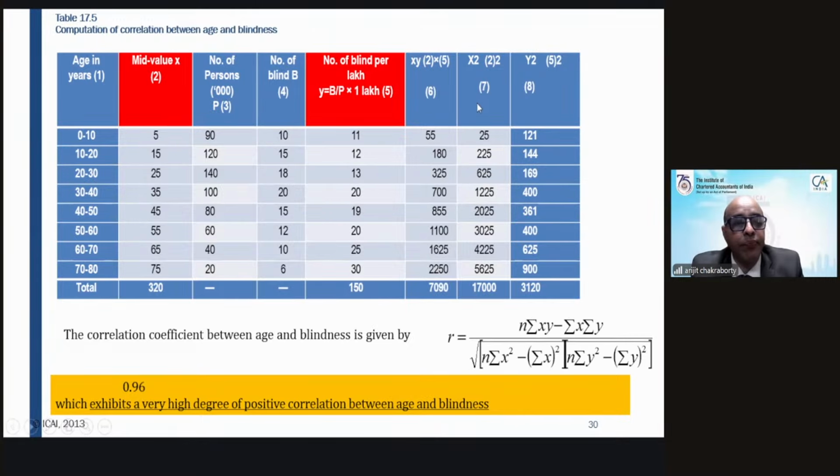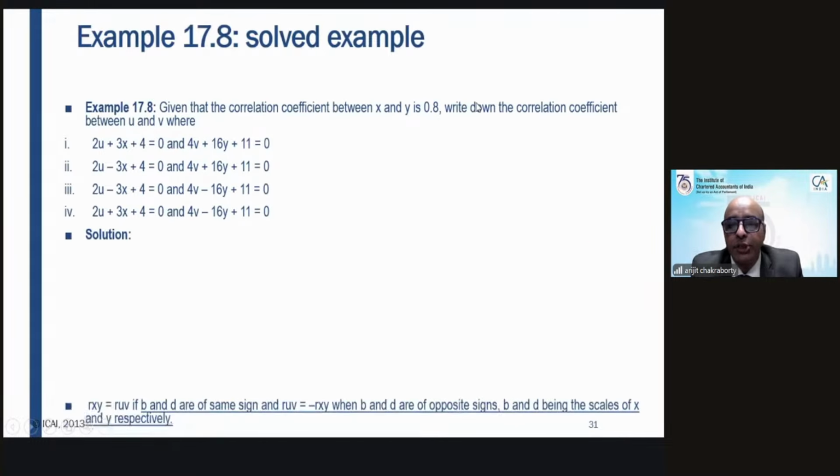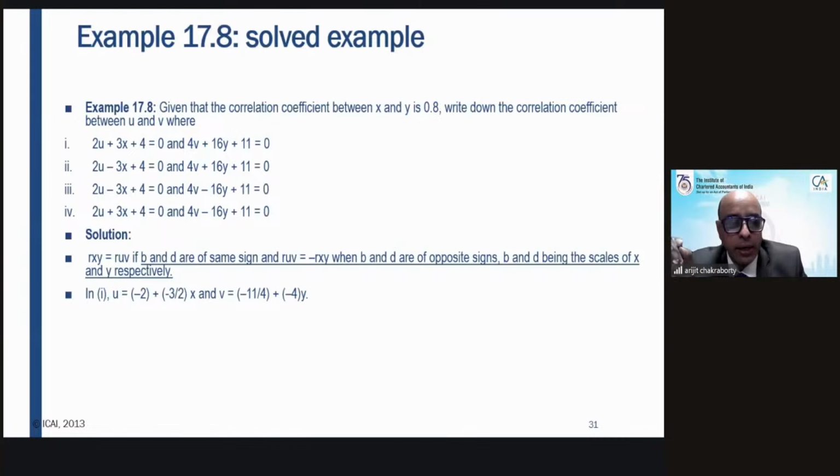Now we move to shift of base, जो मैं बता रहा था, RXY is equal to RUV if B and D are of the same sign. But अगर B और D में एक पॉजिटिव है, एक नेगेटिव है, then automatically RXY will become minus RUV. यानी correlation coefficient of X and Y, mathematically value wise it will be the same as the correlation coefficient between U and V. लेकिन क्या होगा, साइन चेंज हो जाएगा. That means X और Y का पॉजिटिव कोरिलेशन है, लेकिन U और V का it will become negative correlation.